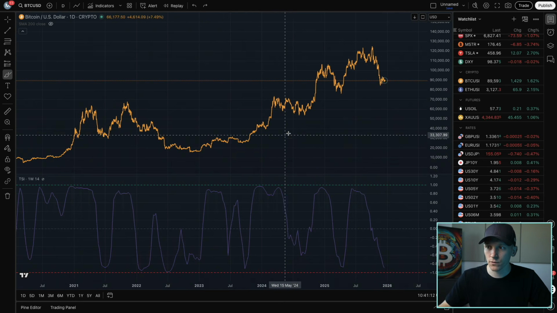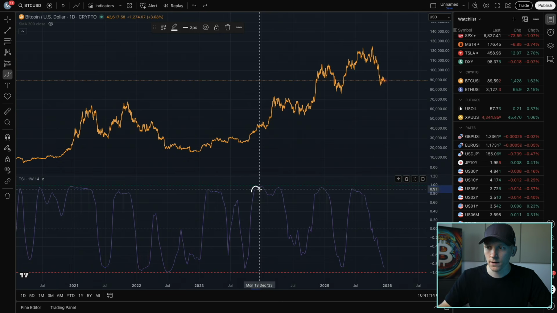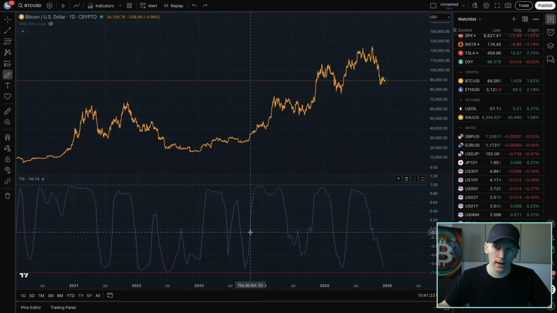Now that's not perfect, of course. For example, here we had a slight bit of bearish momentum and then we moved up again. And that was actually a huge price movement. And if you're waiting for momentum to cross, you're going to miss out on that trade.